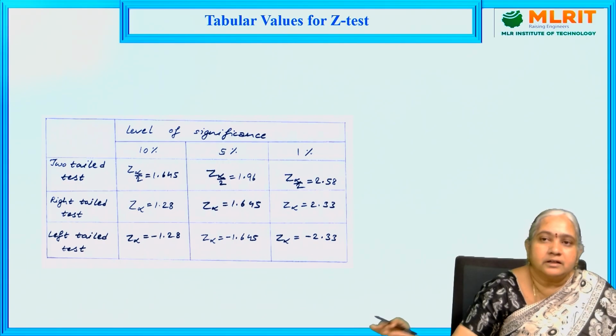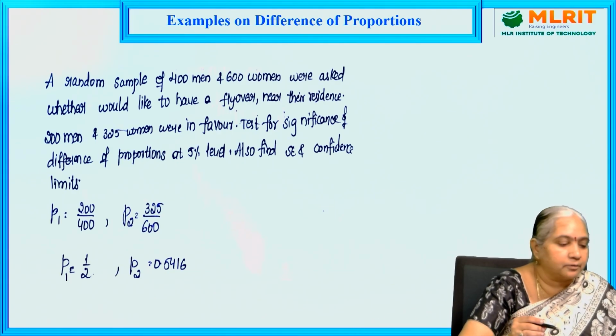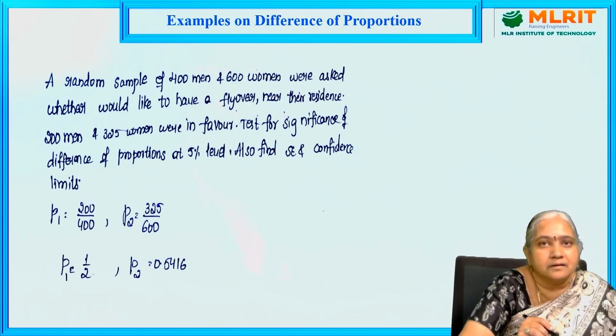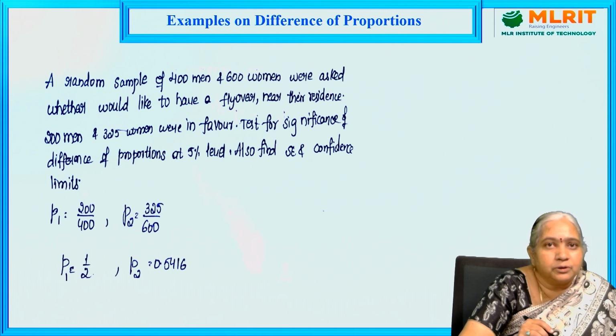Now we consider an example based on two samples data. A random sample of 400 men and 600 women are asked whether they would like to have a flyover near their residence. 200 men and 325 women were in favor. Test for significance of difference of proportions at 5% level. Also find the standard error and confidence limits.